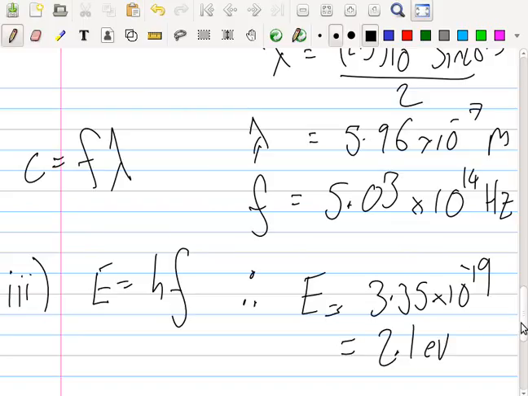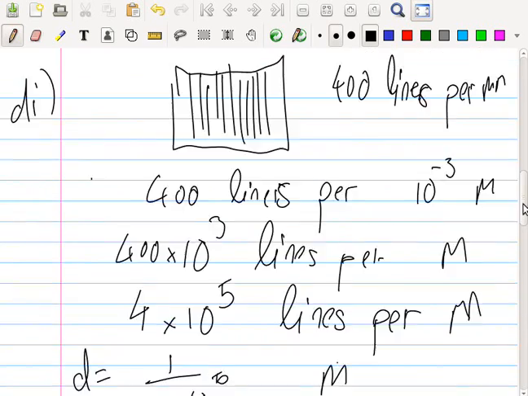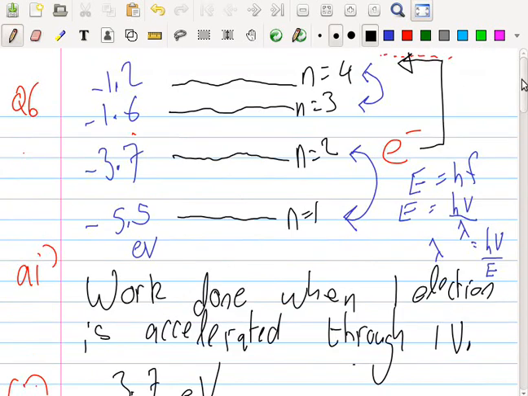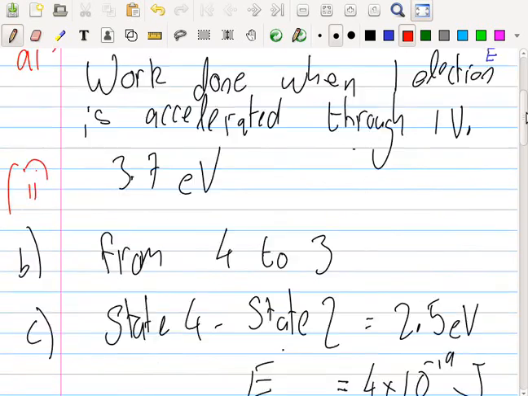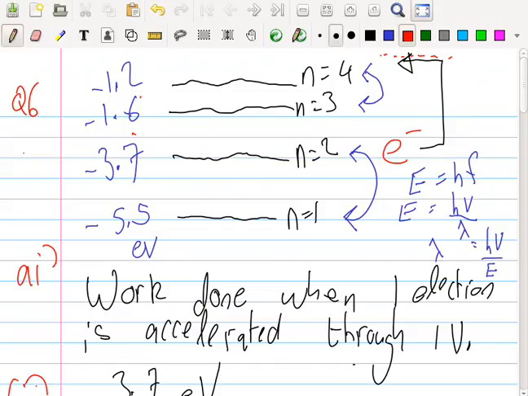Okay, now if I go back to the question, we need to see what two states will have a difference of 2.1. And in fact, if you take out your calculator, it turns out to be 2.1. Oh, sorry, 2.1. Is it 2.1? Yeah, 2.1. Did I write 2.1? Yeah, okay, sorry. 2.1. 2 to 3? Yeah, 2 to 3.